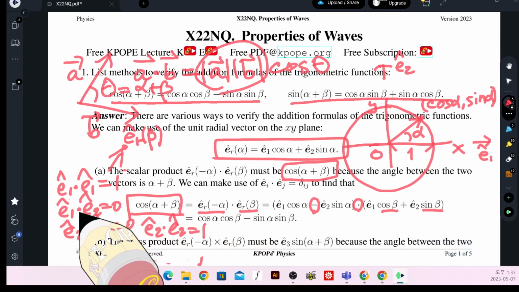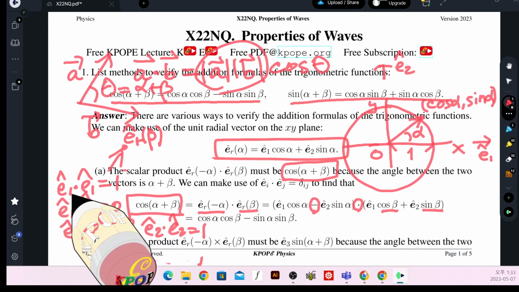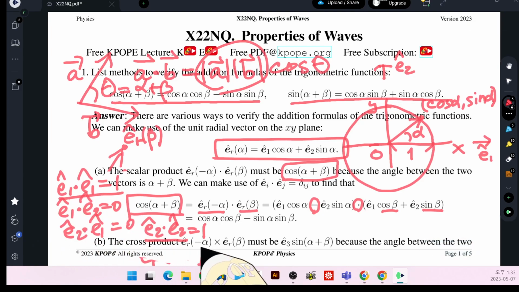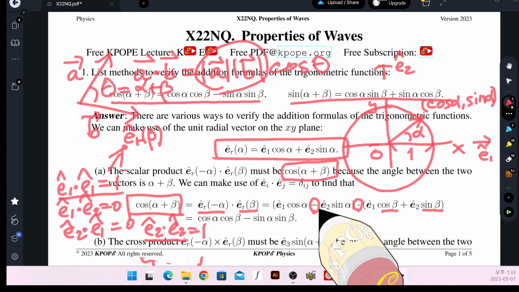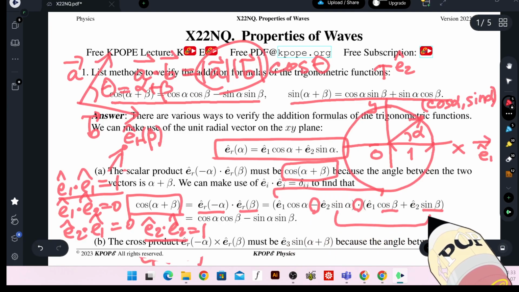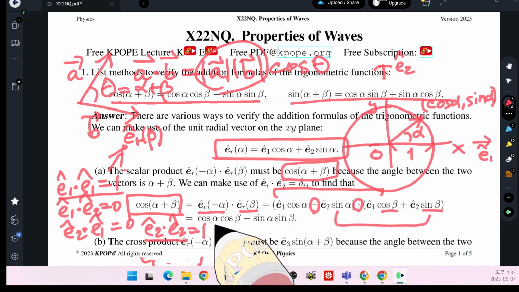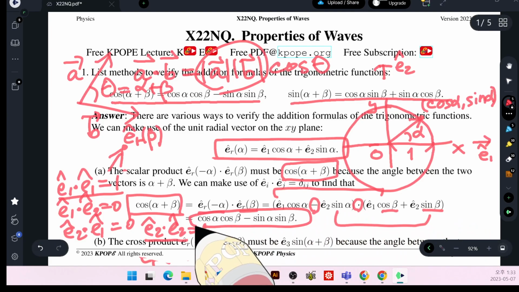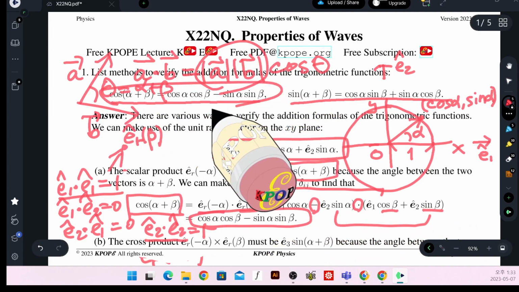Therefore, crossing terms vanish explicitly, and only E1 dot E1 and E2 dot E2 survive. The corresponding terms will be this and this. We have a positive sign for cosine alpha cosine beta, and a negative sign on sine alpha sine beta. This one reproduces the identity for the addition formula of the cosine function.